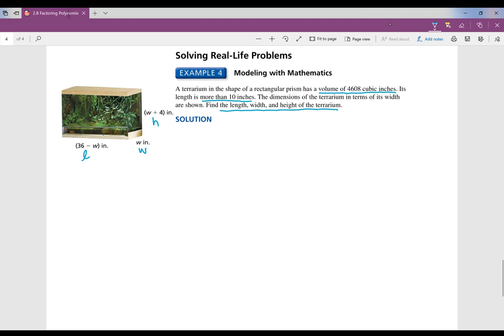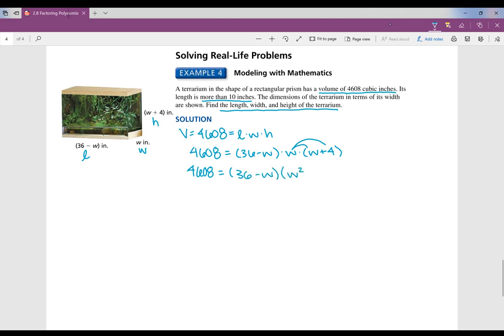So what do we know first? Well, we know that the volume is 4,608. And how do we find volume of a rectangular prism? Length times width times height. So if we look at our length, width, and height, we have 36 minus W times W times W plus 4. So to simplify that, we're just going to multiply these out. So let's distribute W to W plus 4. So we have W times W is W squared. W times 4 is 4W.